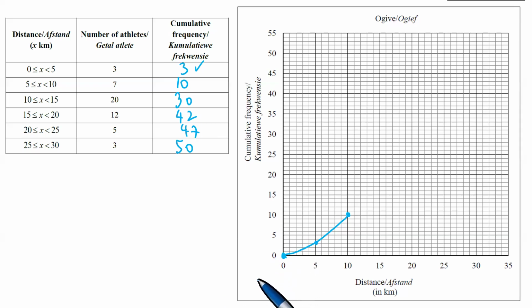Dealing with the cumulative, there's a point where we have 15. 15 goes with 30. 20 goes with 42. 25 goes with 47. 30 goes with 50.